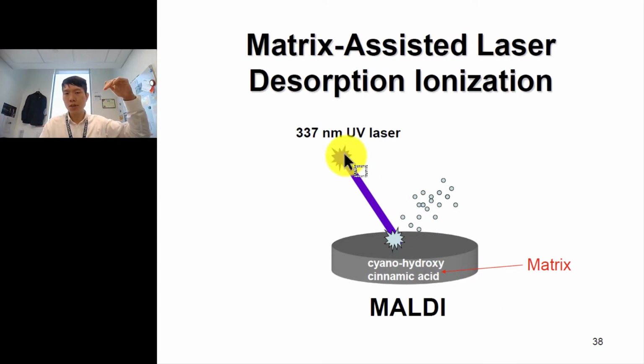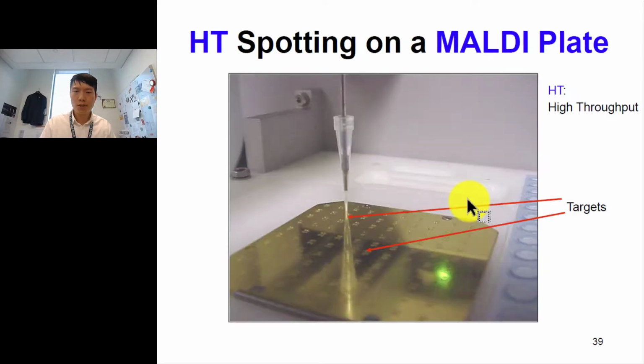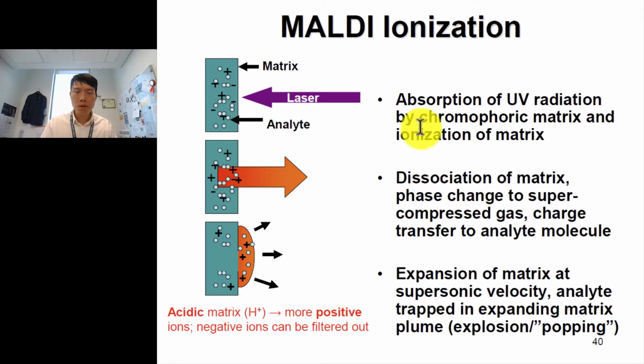A 337 nanometer UV laser onto the surface with a matrix of this cinnamic acid and cyanohydroxy, shoots up these little particles. And we can do high throughput spotting on the MALDI plate because you see many positions, right? You can do them at the same time. Your targets are just ingrained on the surface of this plate. How does it work here? So you have absorption of the UV radiation by the chromophoric matrix and then the matrix ionizes. So analyte on the matrix plate, shoot laser.